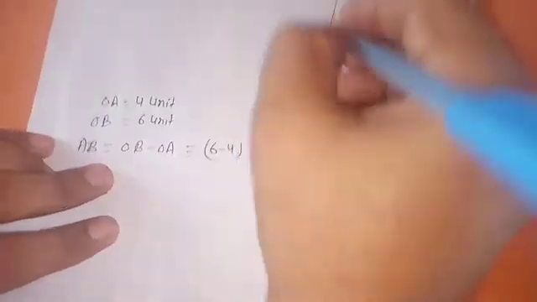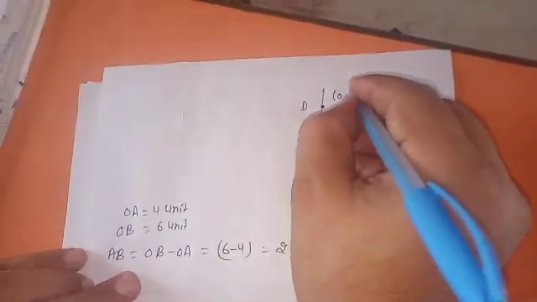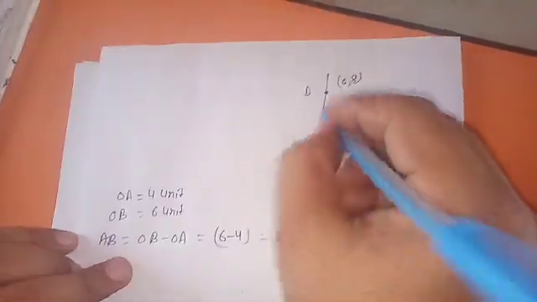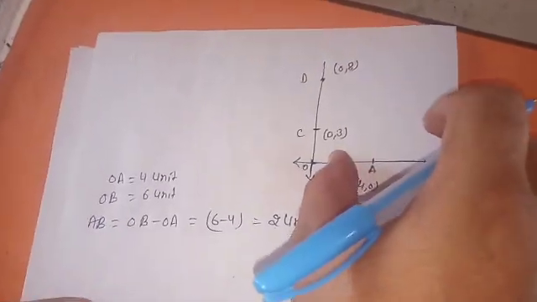Similarly, 2 points lying on the y-axis. On which axis? Y-axis. One point is this, its name is C. Its coordinates are, as you know, x is 0 and y is 3. And this is another point, D. Its coordinates are 0 and 8. And you have to find out what? DC.